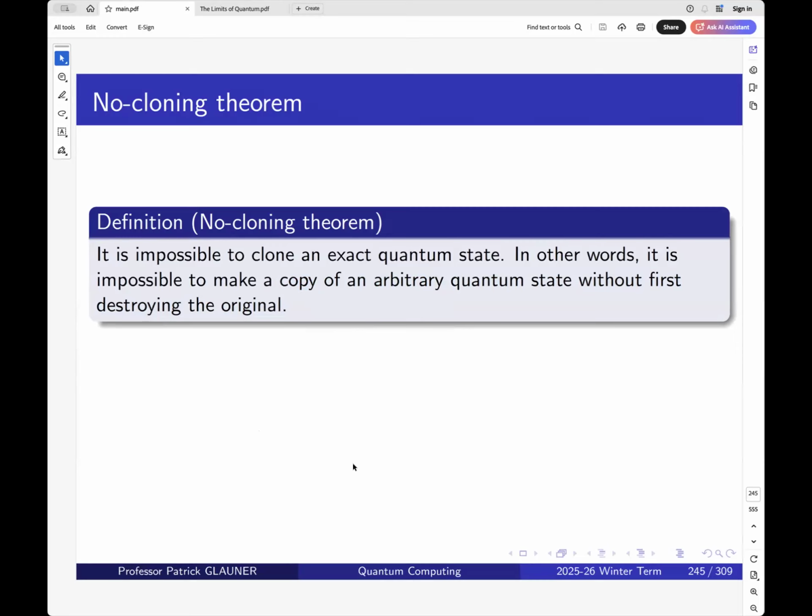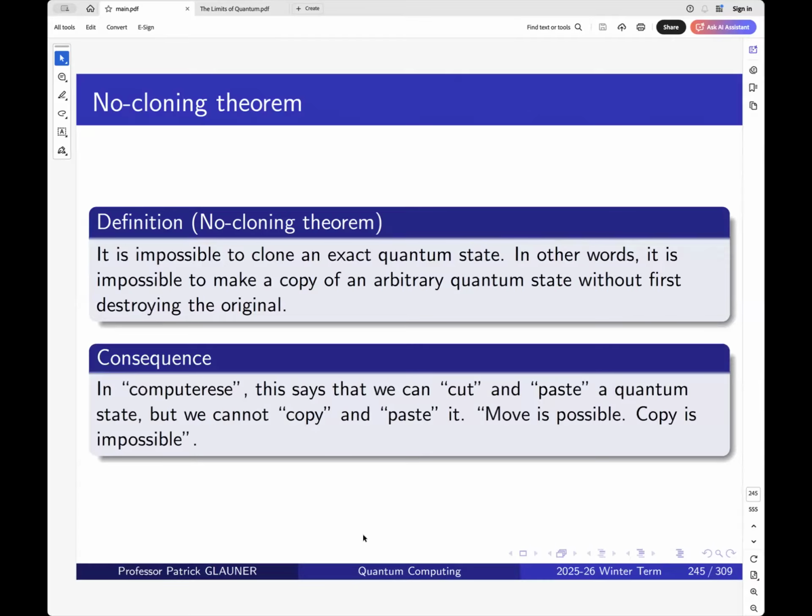And if you measure first, you turn the quantum state into some classical state, either 0 or 1. You can obviously copy the classic state, but you cannot infer back what the quantum state was based on what you have measured. So it's a big limitation: copy-paste is not possible. We can obviously move a quantum state from one qubit to another qubit. Moving is possible, but copying is not.